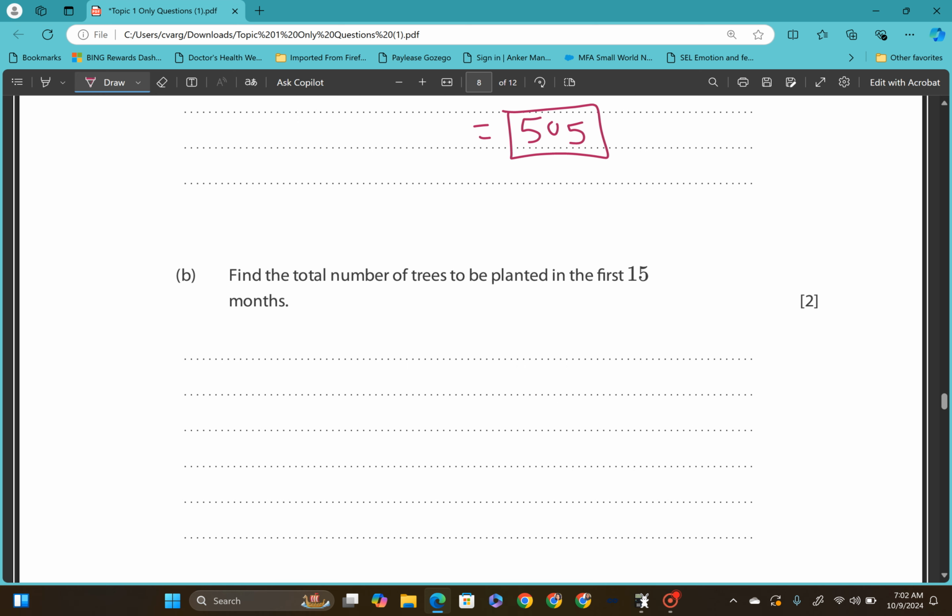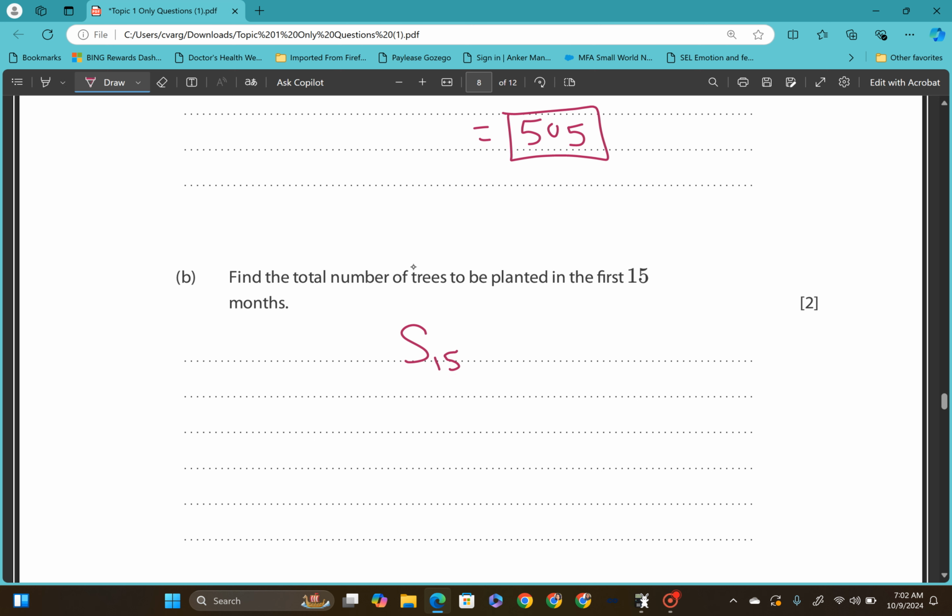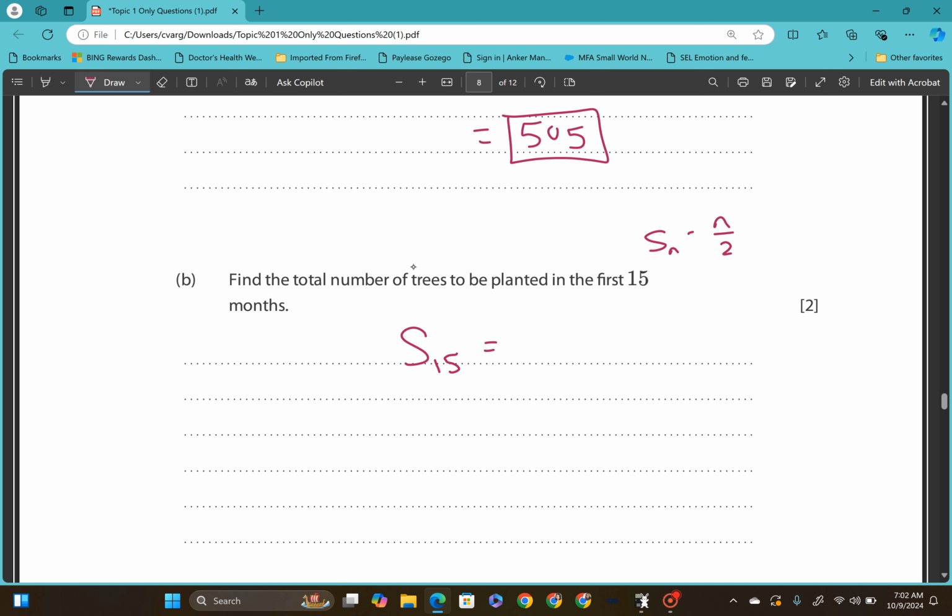Now it says find the total number of months. You're going to use the formula in the formula booklet. There's one that looks like n over 2, so Sn is equal to n over 2, and that's what the S means, is sum, times U1 plus Un. So our n is 15, so we do 15 divided by 2.